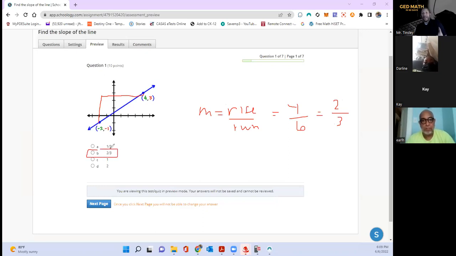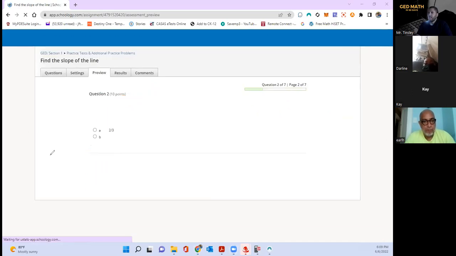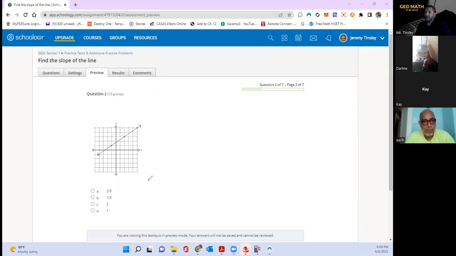And what does that mean? That means for every 2 that I go up, I must go over 3 and I will be on that same line. So this is the practice available to you. So you would go ahead and select 2/3, or whatever the answer is. We hit next. And then you have another problem which you can practice.